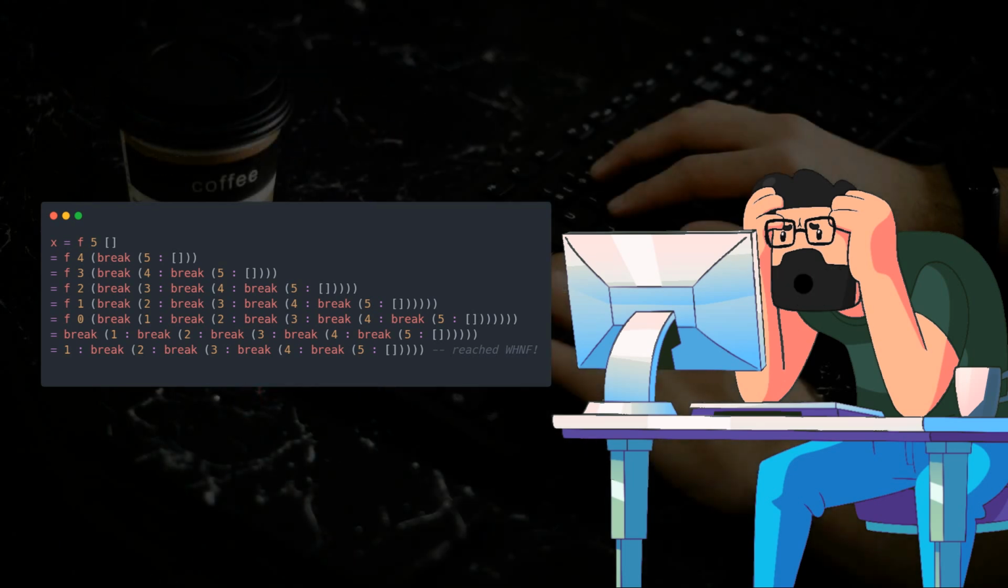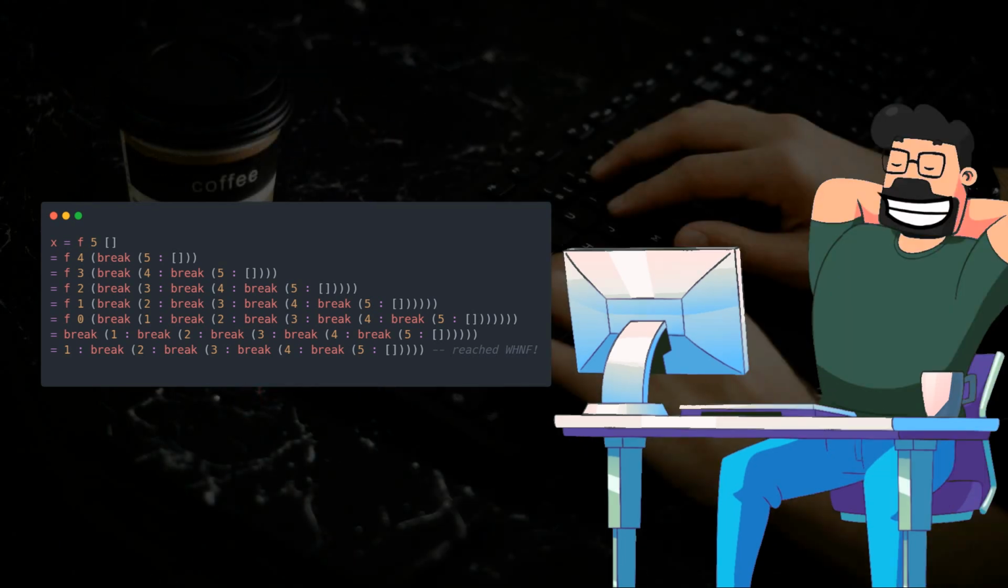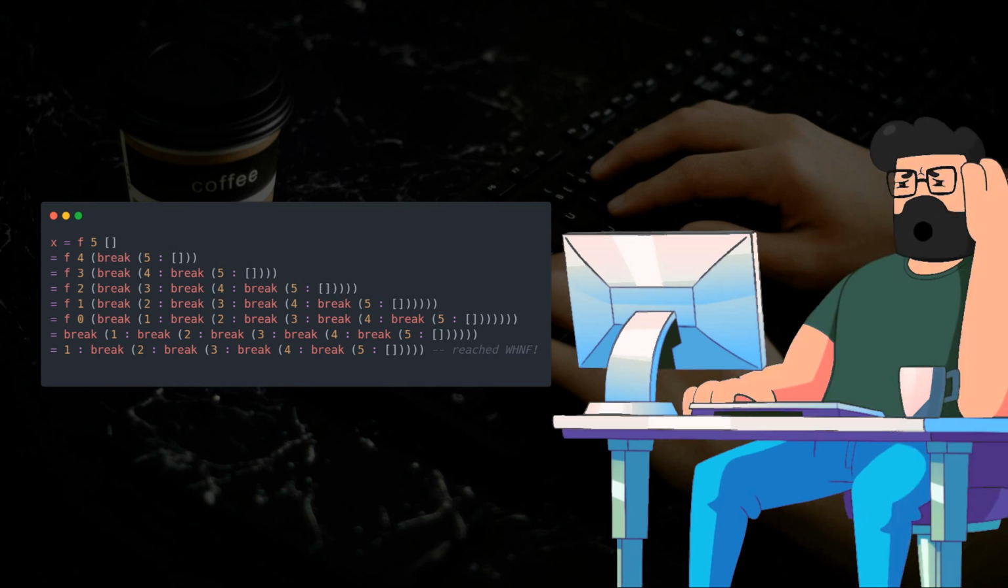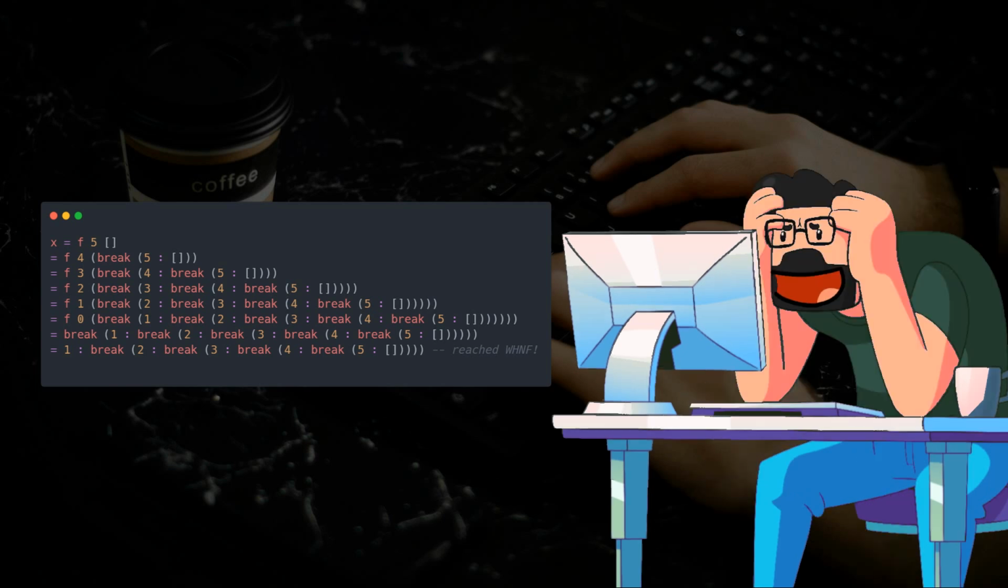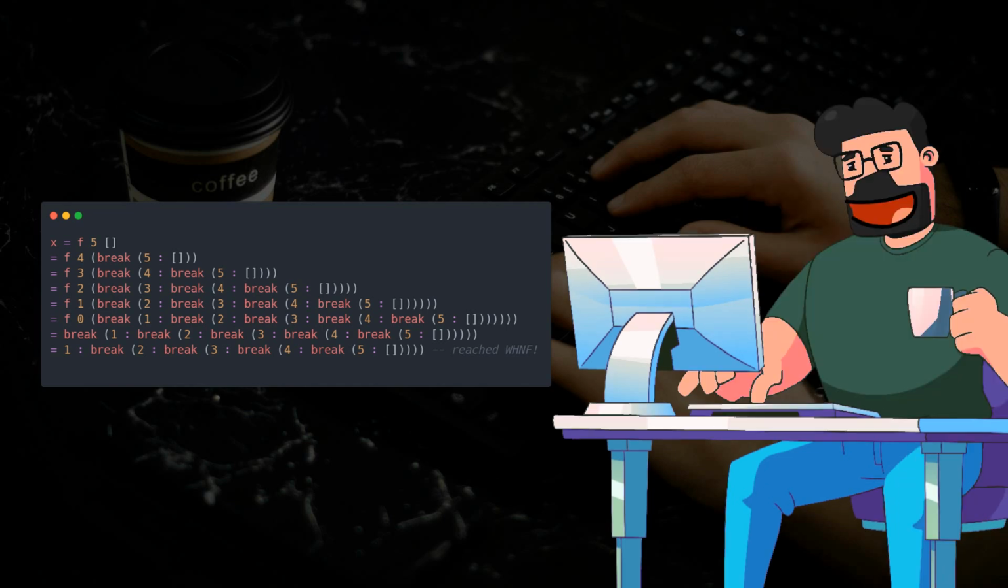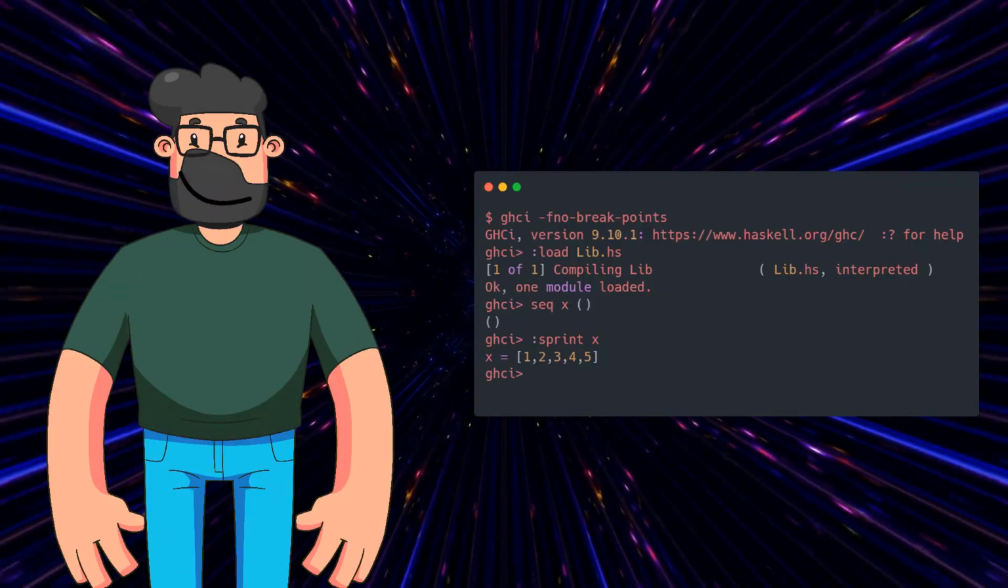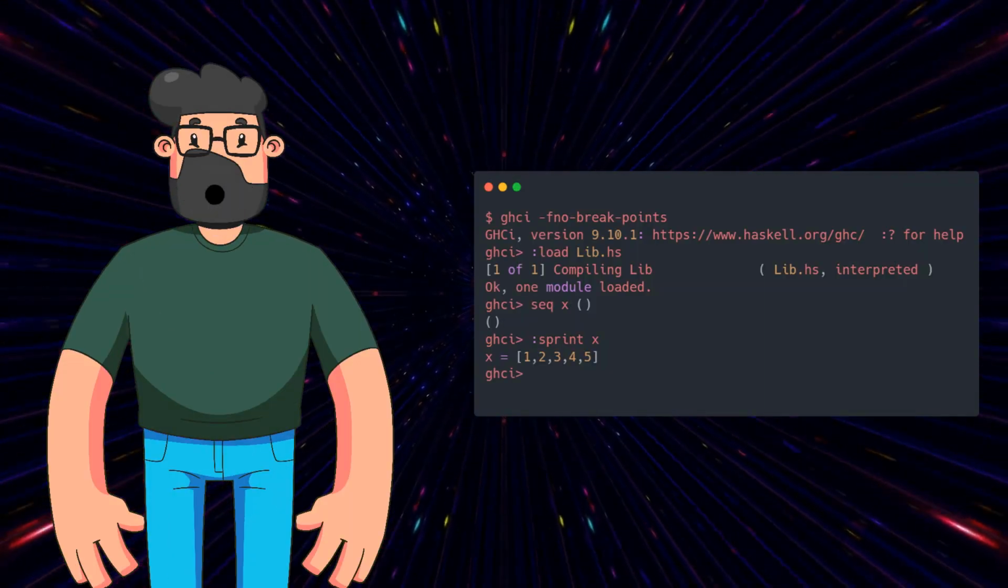As we proceed further, let's dissect how x equals f 5 evolves during evaluation. The step-by-step breakdown reveals the impact of breakpoints on the evaluation chain, leading to a specific structure where parts of the list remain unevaluated until reaching WHNF. This delayed evaluation due to breakpoints results in the observed behavior where the tail of the list in x remains linked to unevaluated thunks.